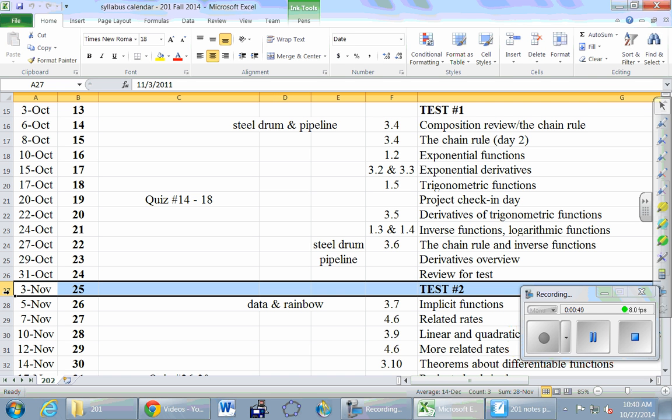And in the packet, if you just go towards the end, you'll find sample test problems, and there are videos about those problems on YouTube. So the same resources we had before, all there available in the packet and on YouTube and on Moodle.